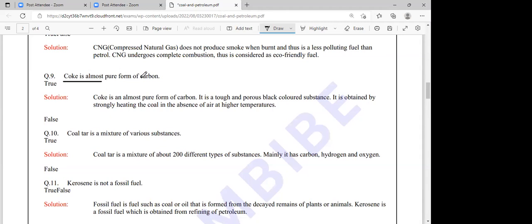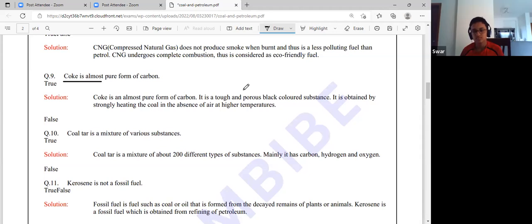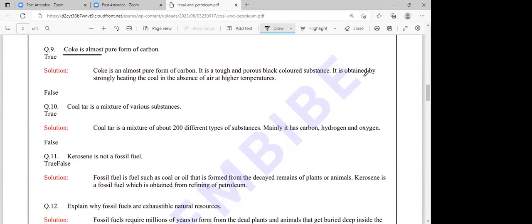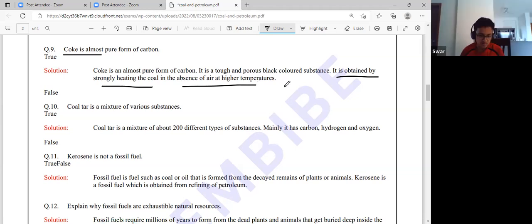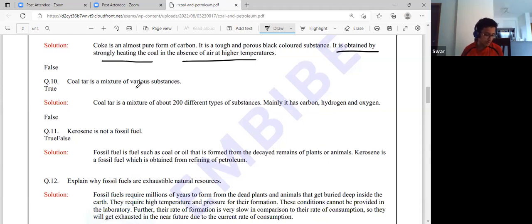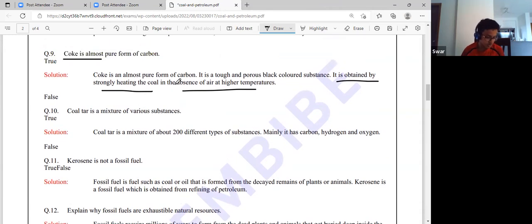First of all, you are telling that coke is basically the pure form of carbon, and then you are telling how coke looks. Clear? And after this, they have written it as well: it is obtained by strongly heating coal in the absence of air at high temperature. So they have also mentioned how from coal you produce coke. Clear? Yes.